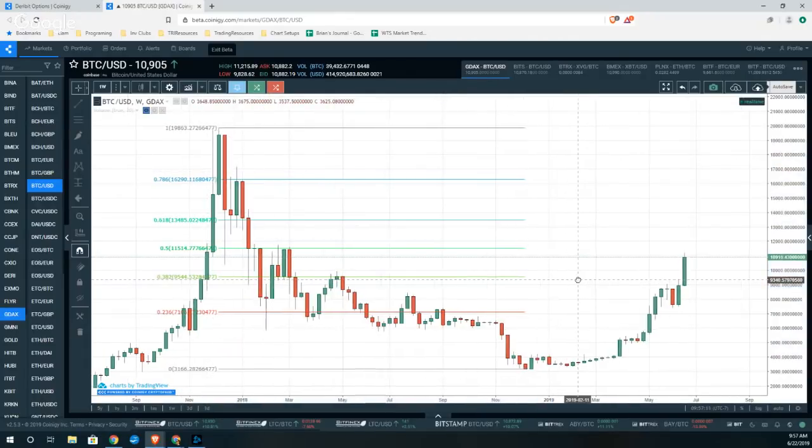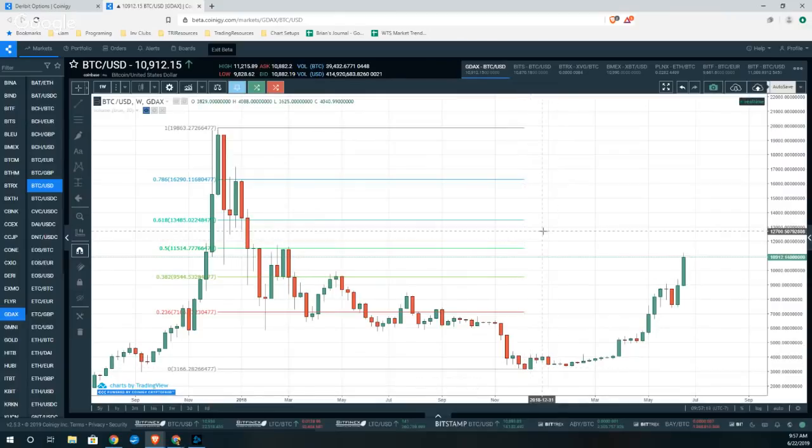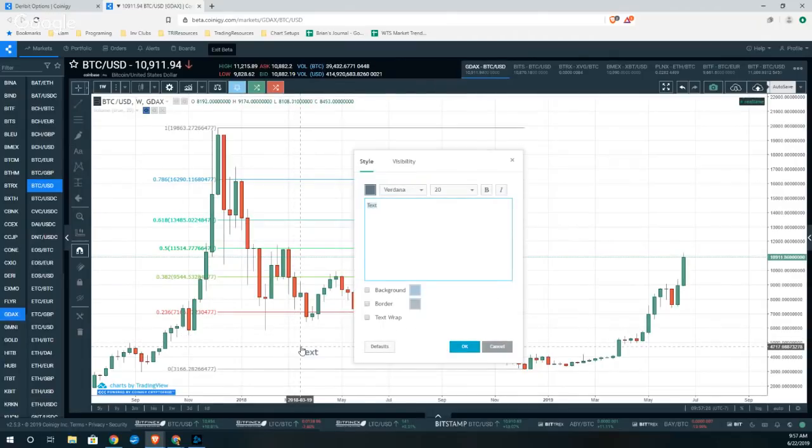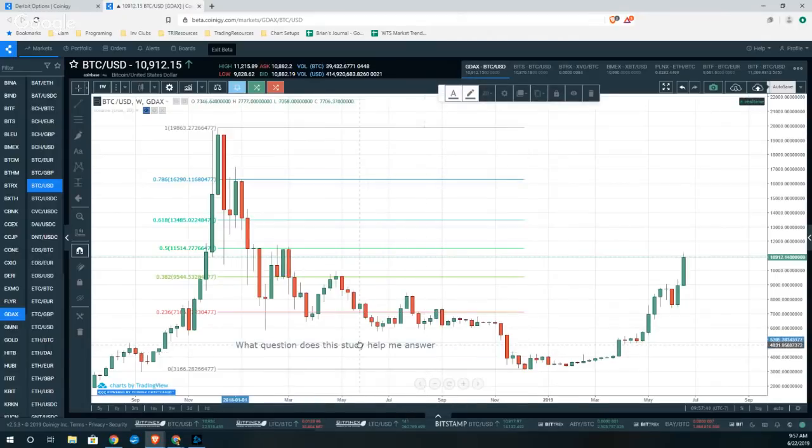What I often suggest to students, to make sure you've drawn your Fibonacci retracement levels correctly, is that the first dozen times or so you do this, write right on your screen and simply type out: what question does this study help me answer? If you can answer this question, then you'll know you've done your Fib study correctly.